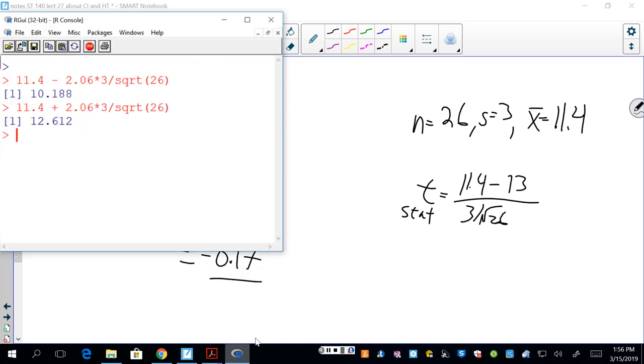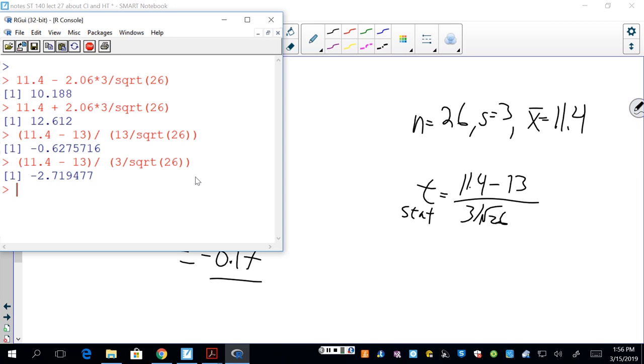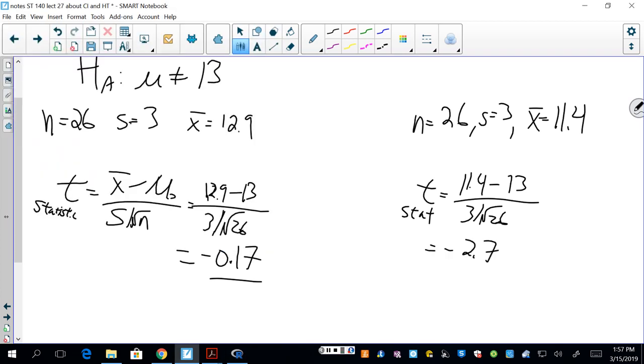So if we do this other one, 11.4 minus 13, divided by 3 over the square root of 26. Is that right? How did it get 11.4? 13. What did I? Oh, 3. Sorry. Negative 2.72. So I knew it was wrong before because I knew we had to reject. We had to get a small value. And so negative 2.72.